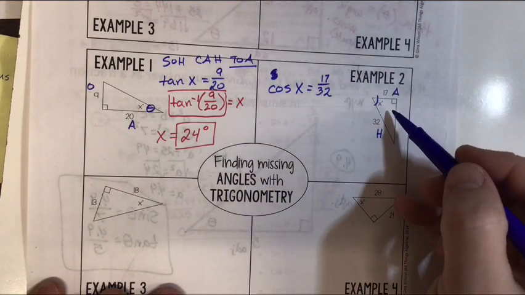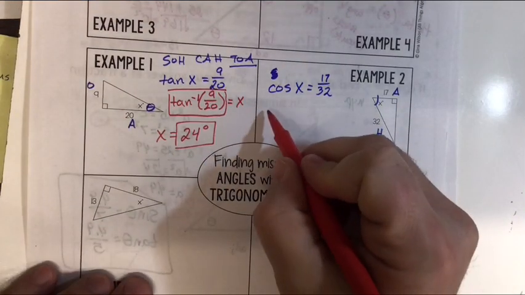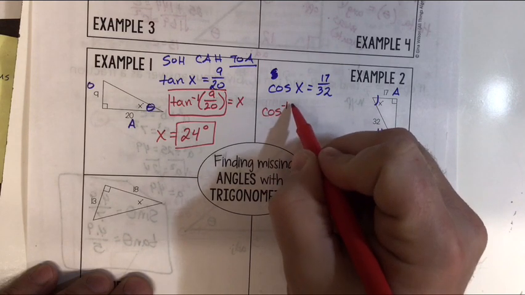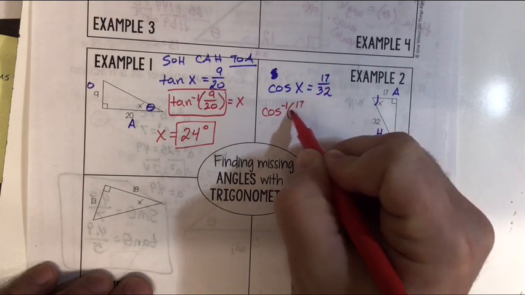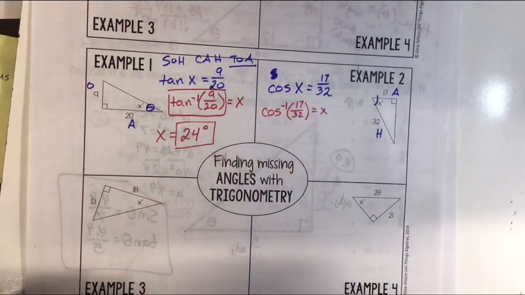And so then to find x, we're going to go backwards and rewrite this with the inverse cosine. Inverse cosine, cosine negative 1, of that ratio, 17 over 32, equals x. And that's what I enter in the calculator.